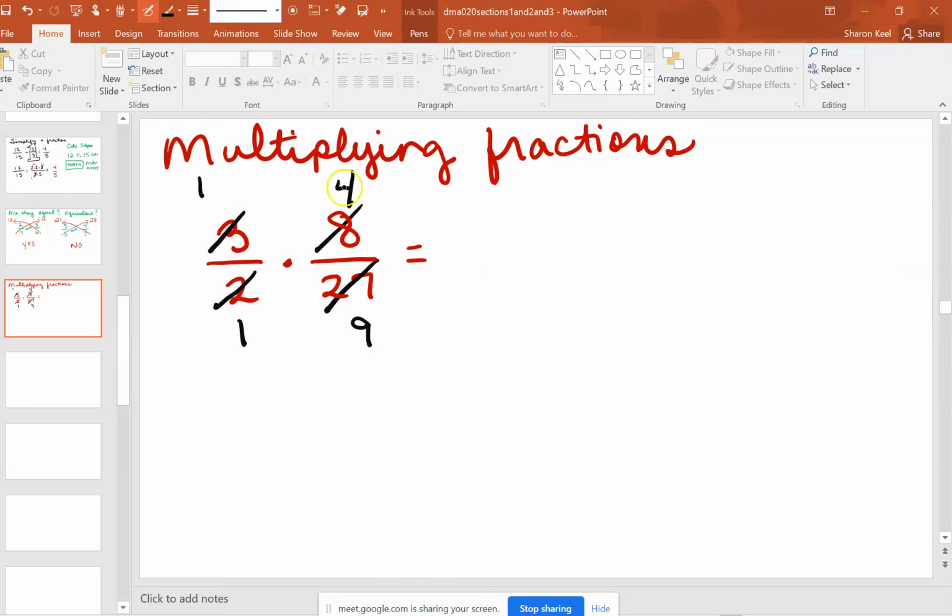Now, 1 times 4 is 4. 1 times 9 is 9. And then there is no more reducing. 4 ninths is in lowest terms. So if I'm doing it longhand, that's the approach that I like to take.